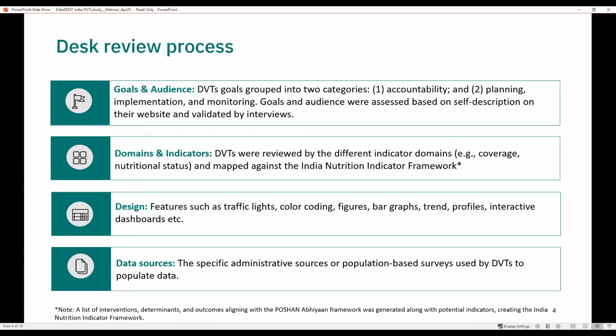We also looked into design elements of each of these 10 DVTs in terms of what are the figures, bar graphs, trends, and how they decided on the design elements. And lastly, the desk review also looked into different kinds of data sources used by DVTs to populate data, including administrative sources and population-based surveys.